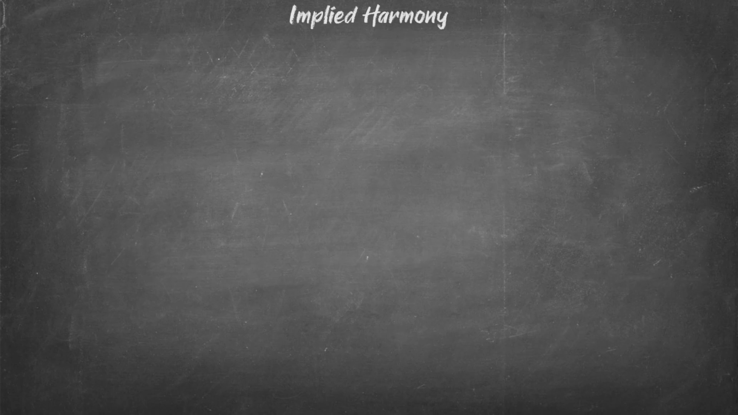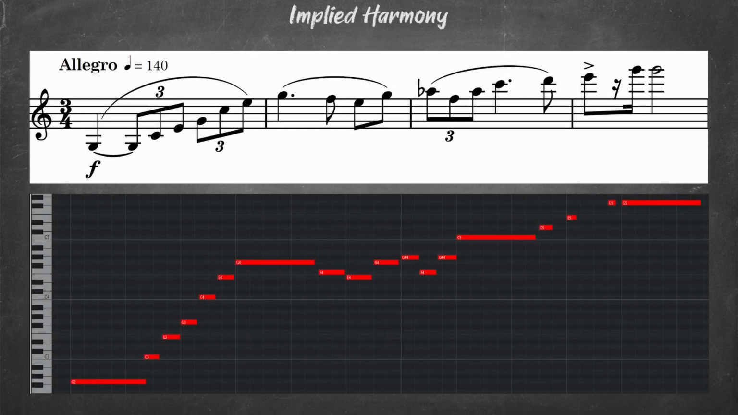So with all of that said, in this first video, I'll be looking at the concept of implied harmony. Let's dive right into an example. Here I have a 4-measure melodic idea without accompaniment.